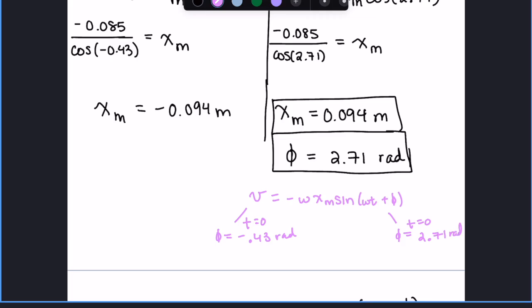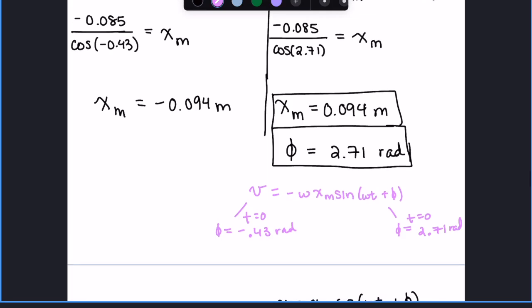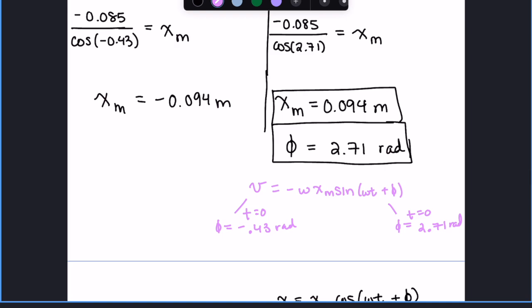And then do the same when phi is equal to the other radian number. When you plug that into the sine with the xm, you would have had to find at least the magnitude of xm first. With the xm and the omega, if you plug everything into the right side of that equation, you would expect to get back a negative 0.92, because that's what they told us at the very beginning. When t is 0, our velocity is equal to negative 0.92.